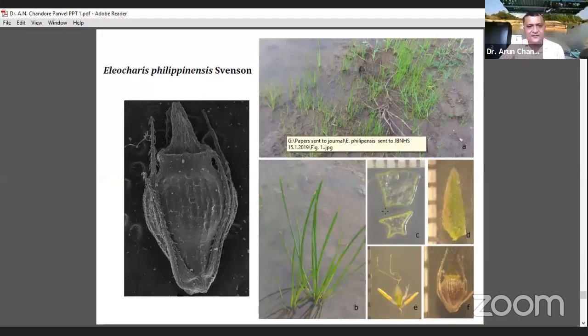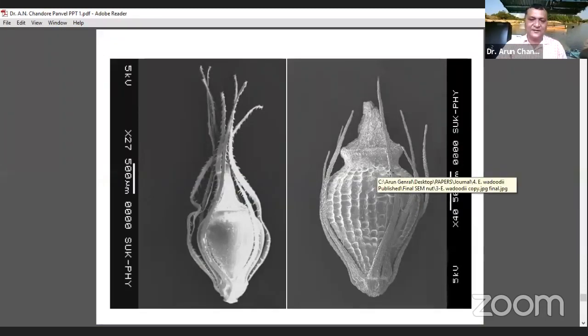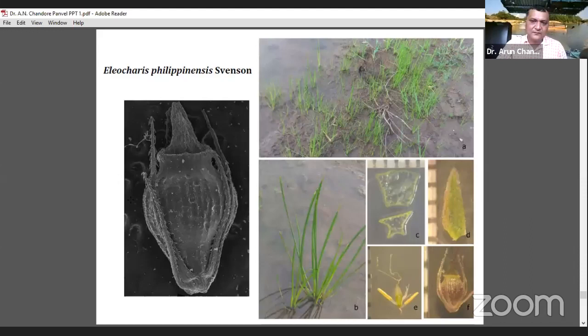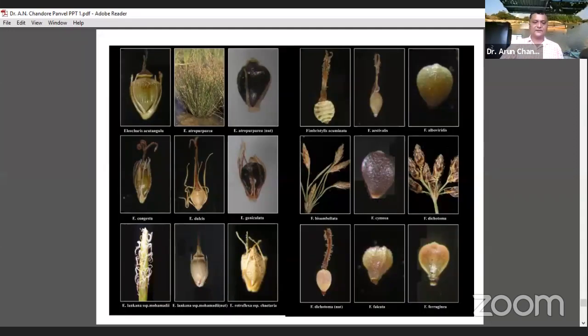You see, this is the nut. The nut is very unique. It's the fruit, and on the surface of the nut there is bristle, barbed bristle or smooth bristle, and the style base, and each and every character is unique. With the help of these characters, we can identify species. You see, this is an SEM image. Then we described another species, Eleocharis wadudi, from high altitude plateaus of the Mahabaleshwar region. This is Eleocharis khandwaensis from Khandwa region of Madhya Pradesh. Then you see the diversity of Eleocharis and its nut characters.